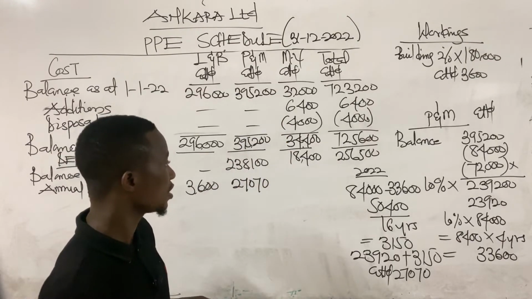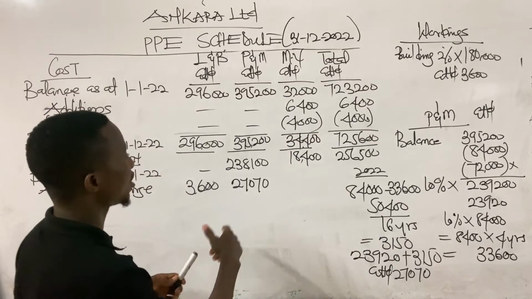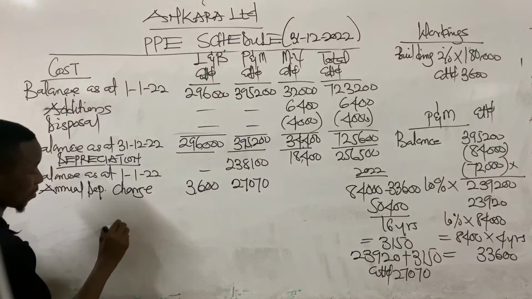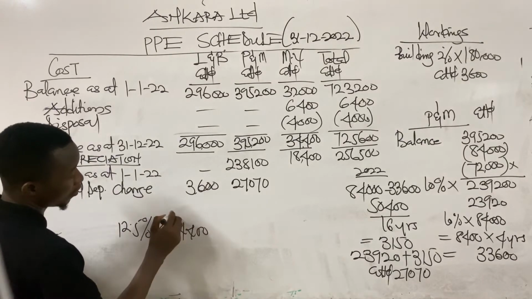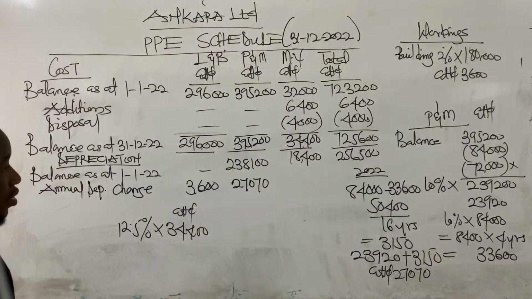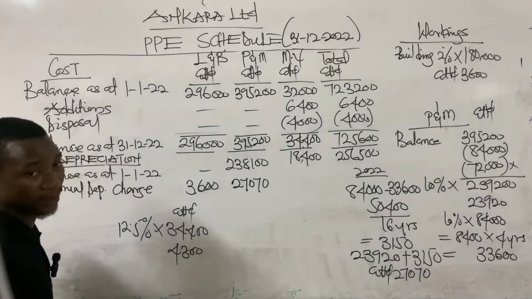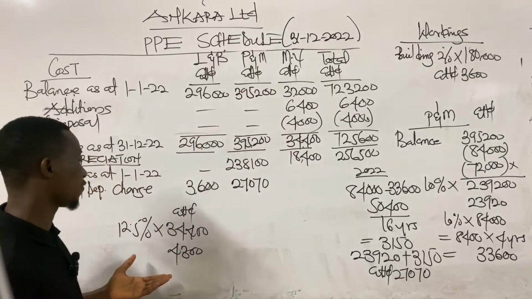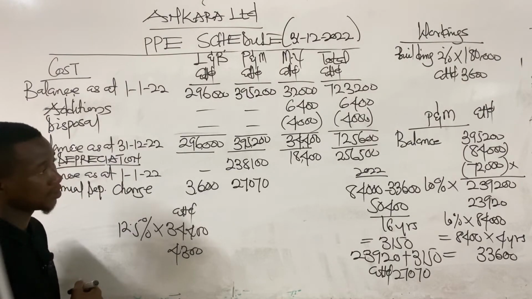So after determining the annual depreciation charge for plant and machinery, let's also consider the annual depreciation charge for motor vehicle. Is that okay? For motor vehicle, it is 12.5%. So we apply the 12.5% on the balance, the cost. So that is 12.5% on 34,400. Is that okay? And this will give us an amount of 4,300 as the annual depreciation charge for motor vehicles. It is straightforward.